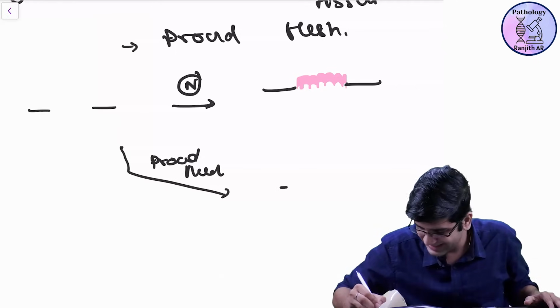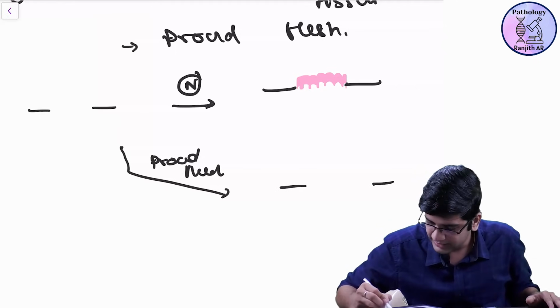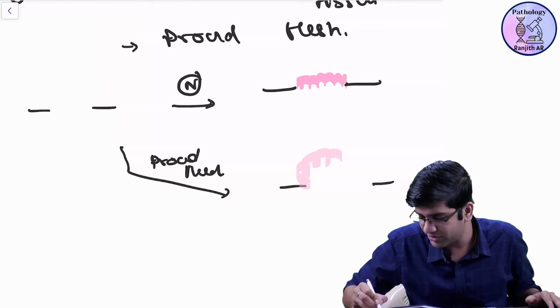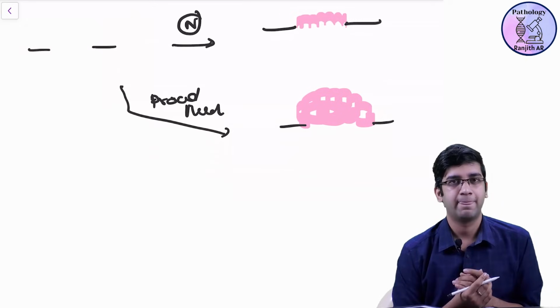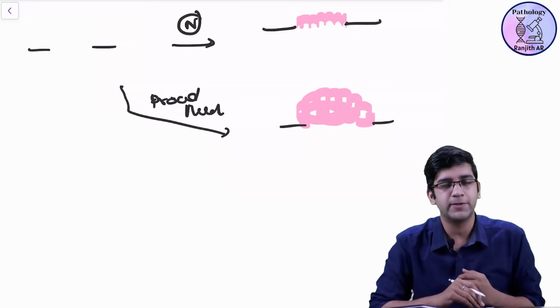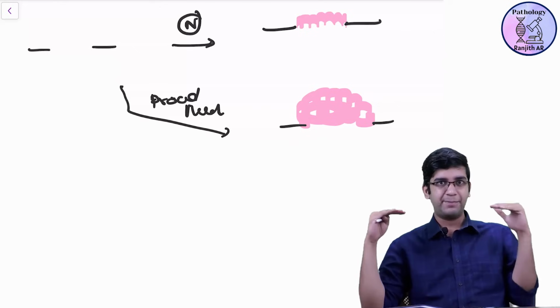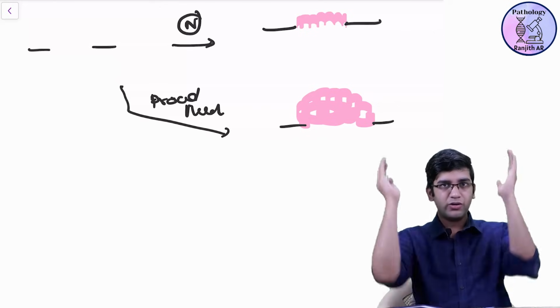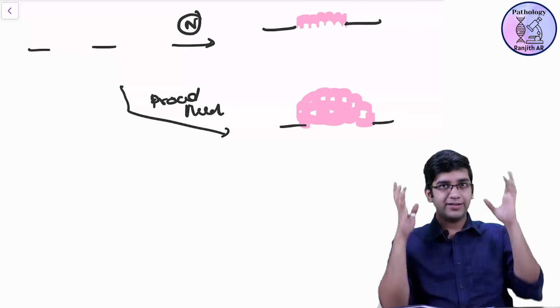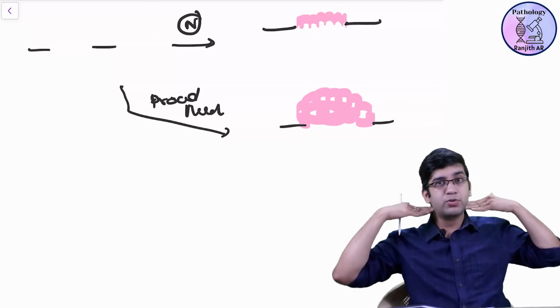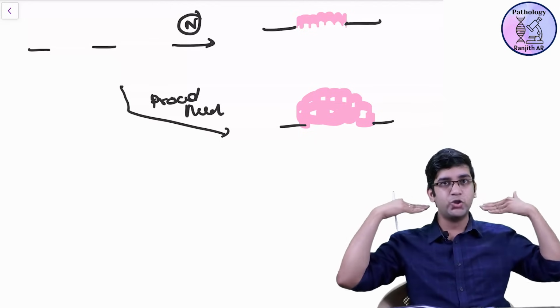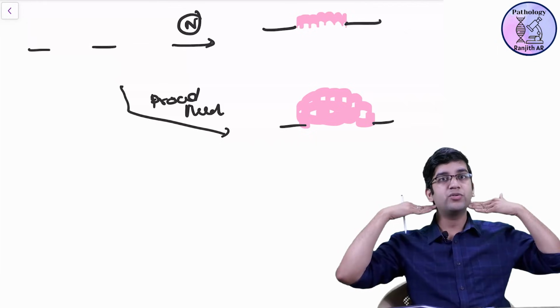Proud flesh is nothing but the same wound, but I'm having so much granulation tissue. Too much, in excess. So what is the problem here? The problem is, look at the epithelium, it's stuck. It cannot come across. My head is like the exuberant granulation tissue, it's just putting its neck out and not letting my skin approximate. It's going to be a problem.